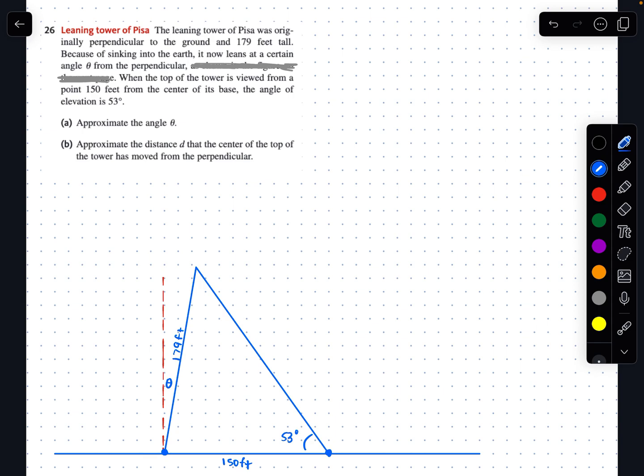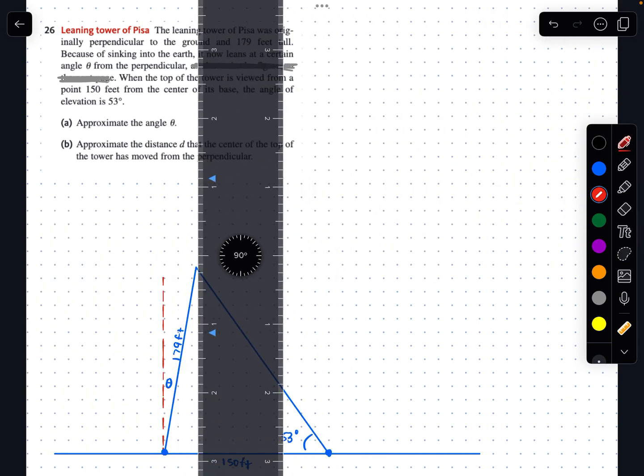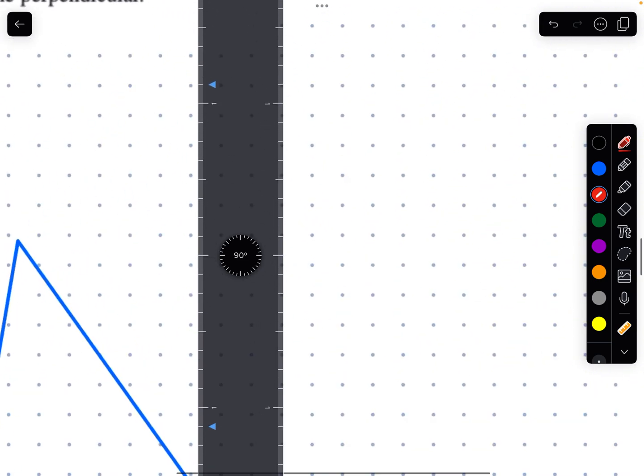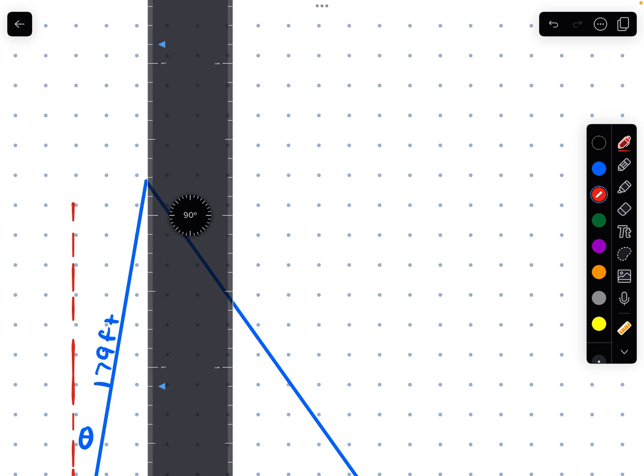Approximate the angle theta. This one is challenging because theta is outside the triangle, but we can bring it in. Let me show you how. I'm going to start and give you some good north-south lines here to help us see what's going on. So one of them that's going to go in is here.